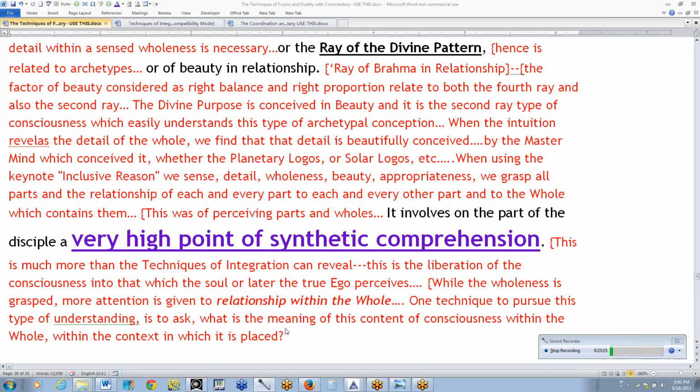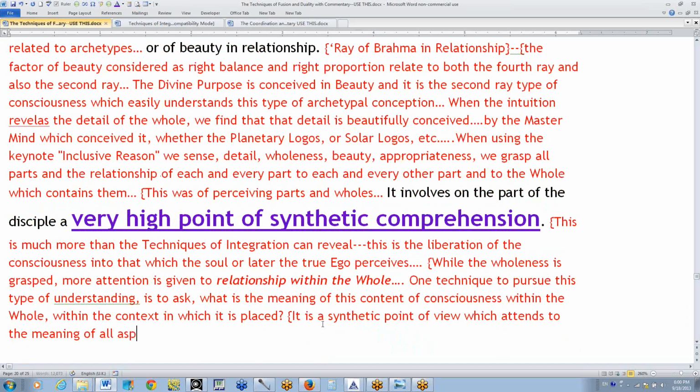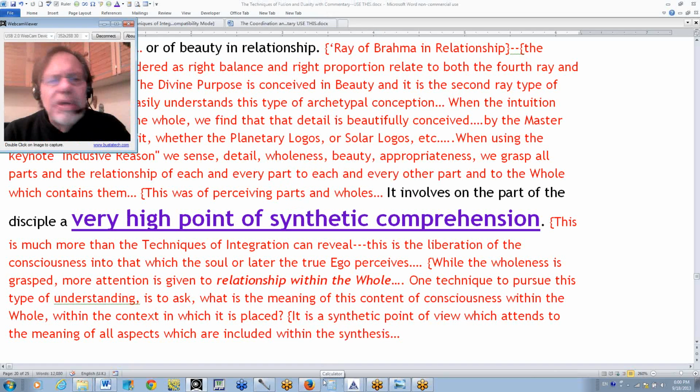Okay, so I think we begin to understand something here of this synthetic point of view, which does not ignore the articulation grasped or included within the synthesis. It is a synthetic point of view which attends to the meaning of all aspects which are included within the synthesis. Well, we have to practice this. We have to look at things and meditate upon them and try to see them within the context of the whole in which they are being considered.